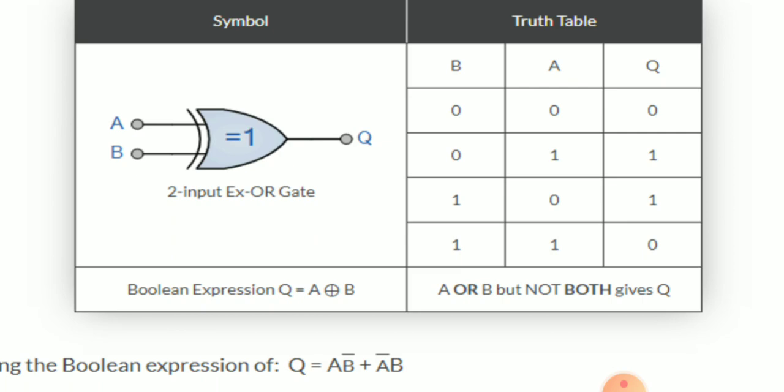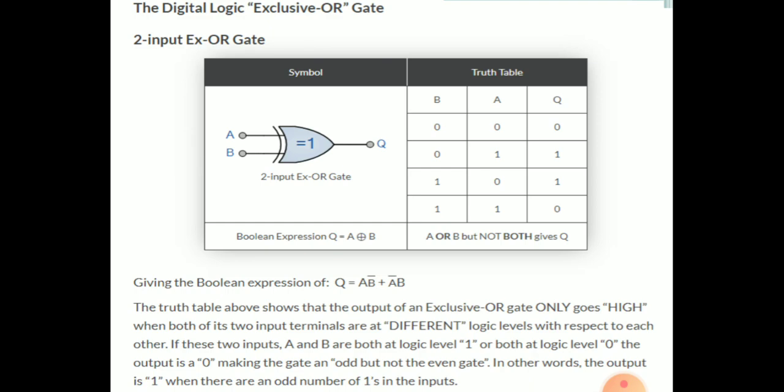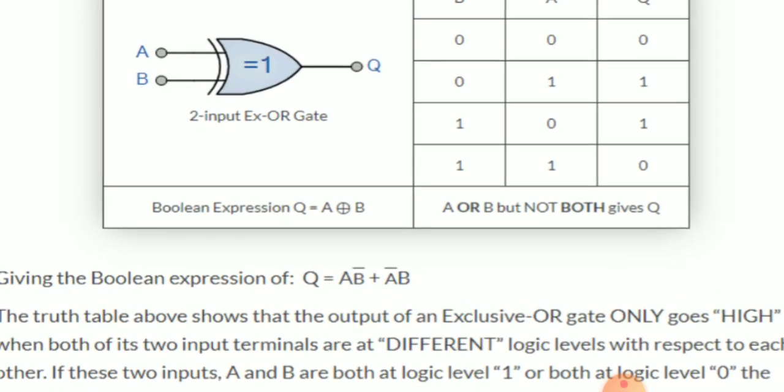So I said it earlier, an easy way to remember the XOR gate is A or B but not both gives Q. So if any one of the values is high, the XOR gate results in a high value, otherwise a low value, that is 0. So it produces a Boolean function Q equal to A XOR B, that is Q equal to AB dash plus A dash B. This is the Boolean expression obtained from this exclusive OR gate.